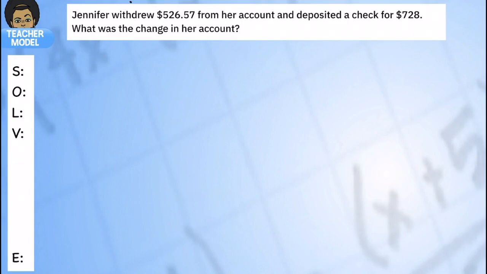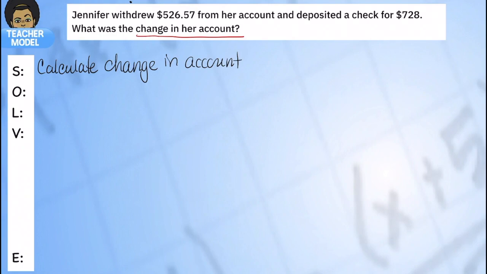Jennifer withdrew $526.57 from her account and deposited a check for $728. What was the change in her account? So thinking about, well, what are they asking me to find? That's what they're asking us to find, the change in the account. That's what we want, the net change.